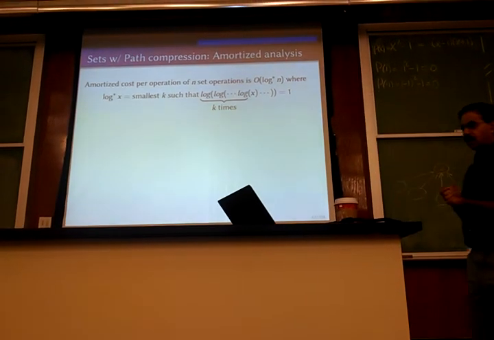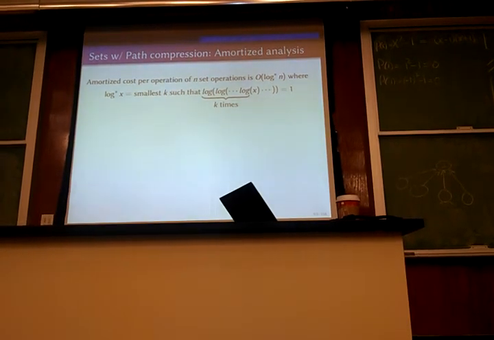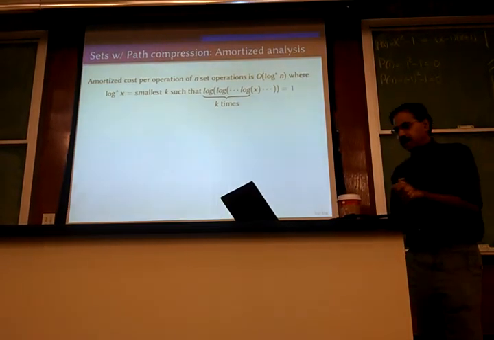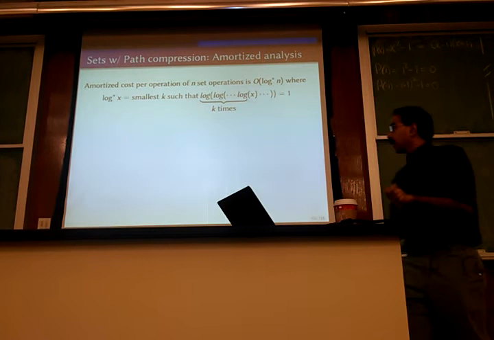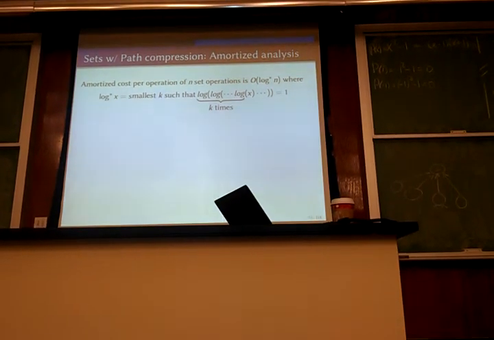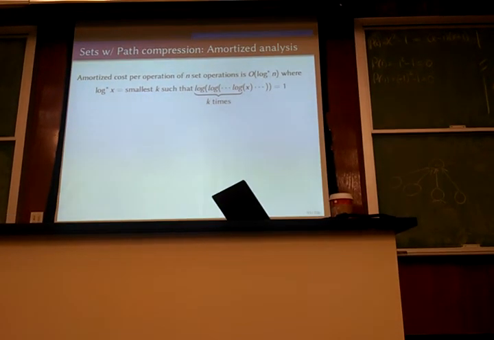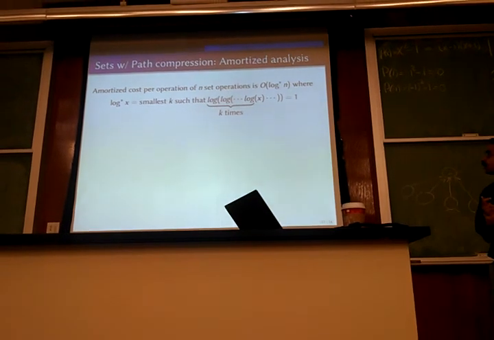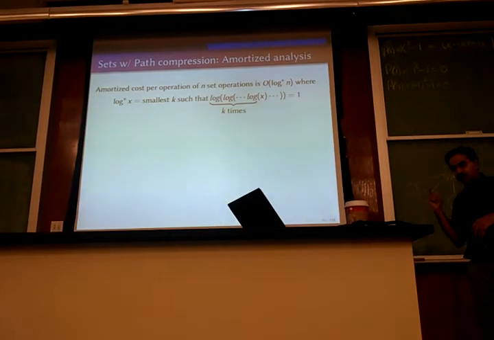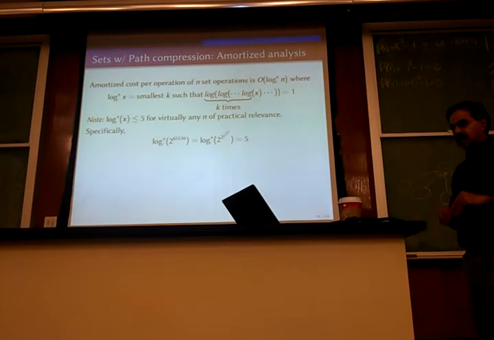Okay, so now we are getting to the most interesting and the most complicated part of the analysis. So we are going to define, well, this definition is easy. We're going to define a function called log star x, which basically says how many times can you take a log on this value before you get to 1.